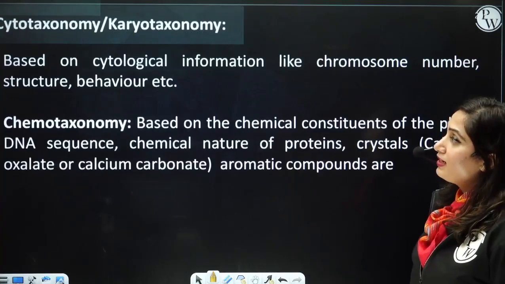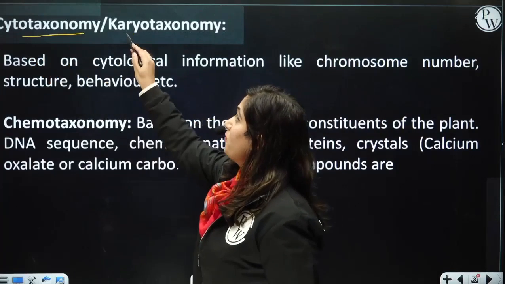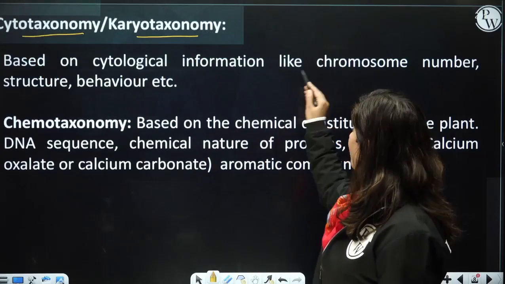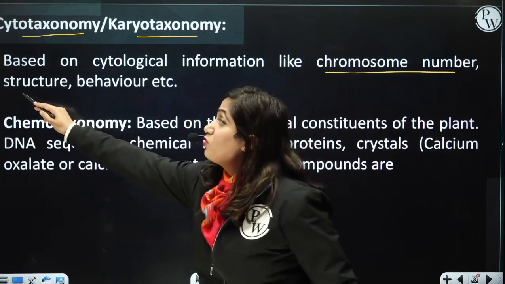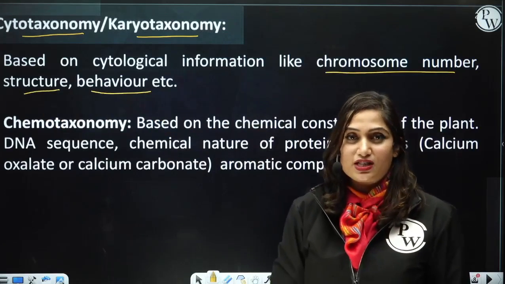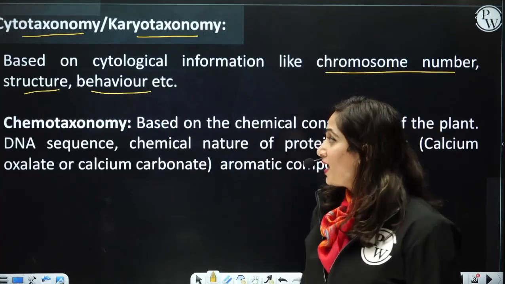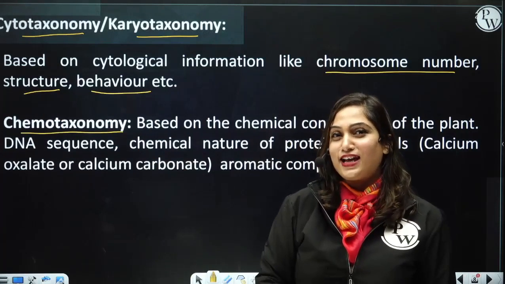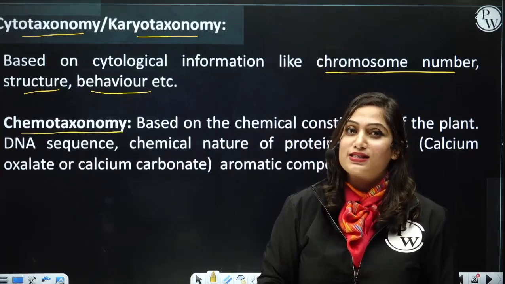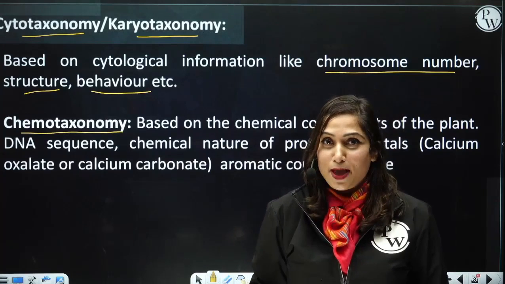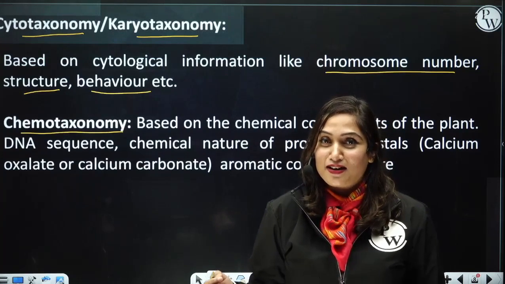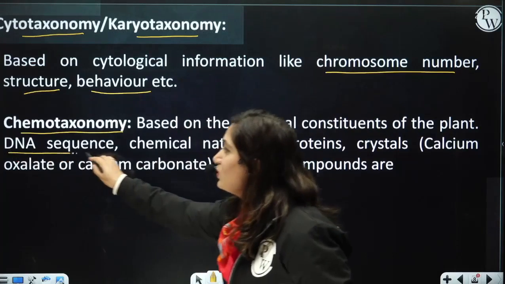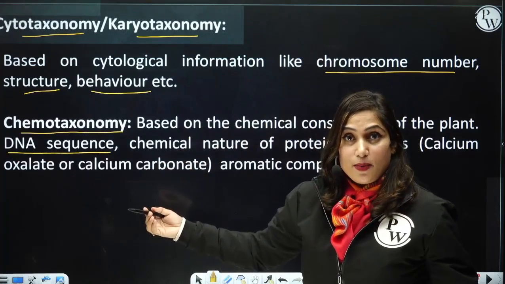Then after numerical taxonomy comes the cytotaxonomy, or the karyotaxonomy. Plants are classified based on the chromosome number, the chromosome structure, and the behavior of the cell and the behavior of the chromosomes. Then comes the chemotaxonomy. Chemotaxonomy, obviously, is when plants are classified based on the chemicals present in the plant. And what are the biochemicals present in the plant? DNA, RNA, protein.